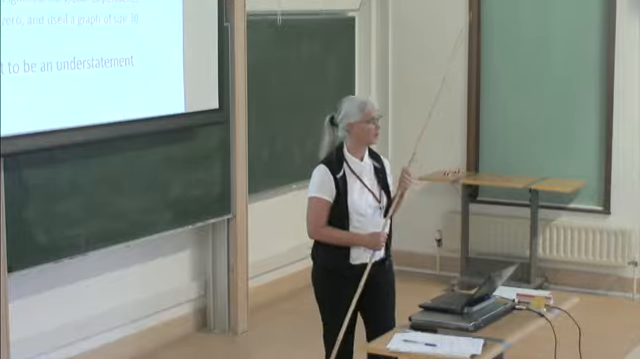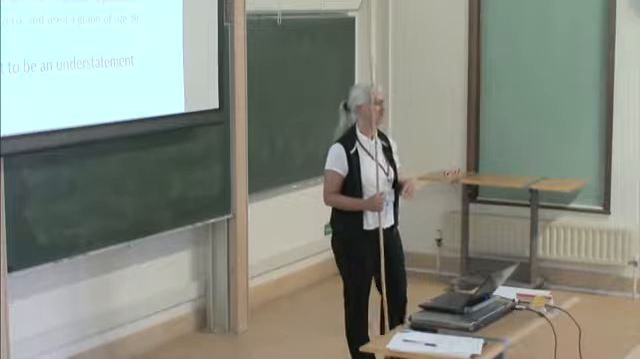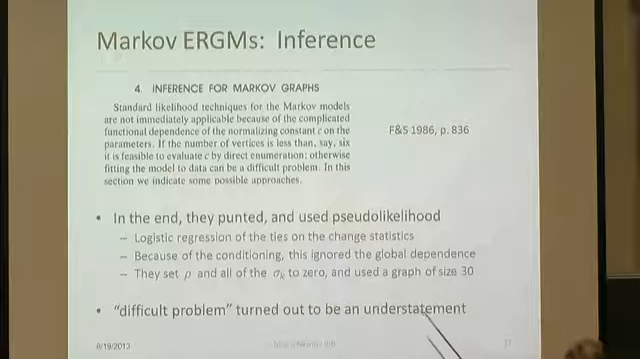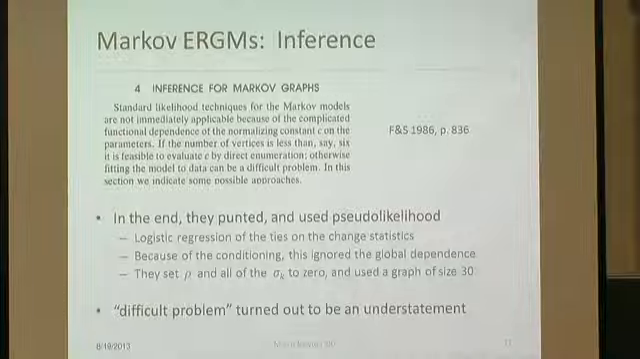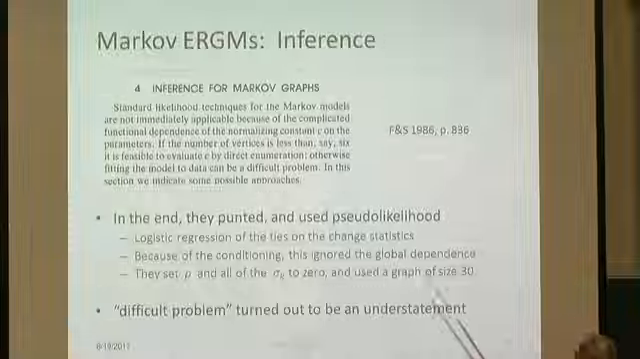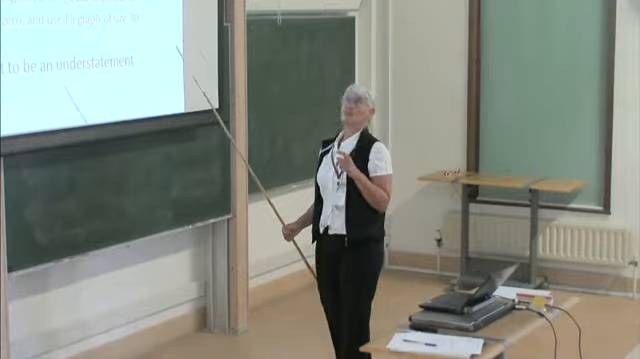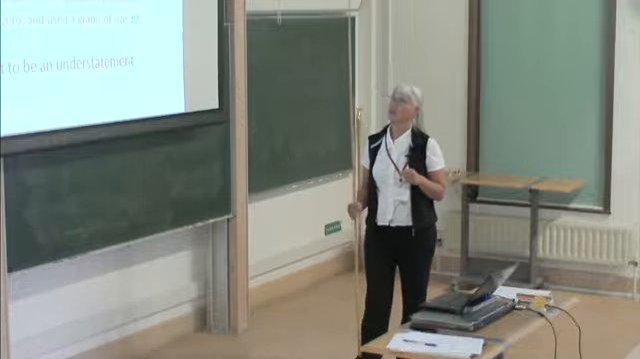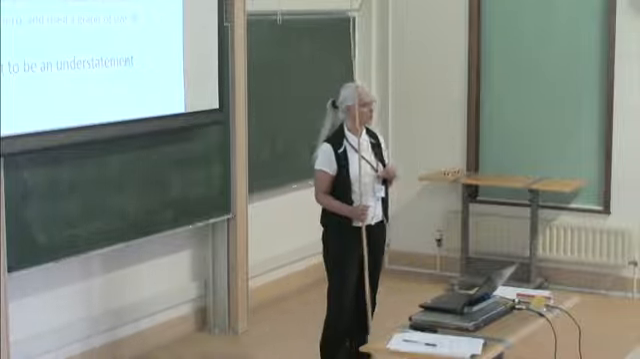You get to part 4 of the paper where they start talking about inference from Markov graphs. And I read through this part kind of quickly at the time, which turned out to be a mistake. So standard likelihood techniques for the Markov models are not immediately applicable because of the complicated functional dependence of the normalizing constant c on the parameters. If the number of vertices is less than, say, 6, that should be a giveaway right there, it is feasible to evaluate c by direct enumeration. Otherwise, fitting the model to data can be a difficult problem. In this section, we indicate some possible approaches.